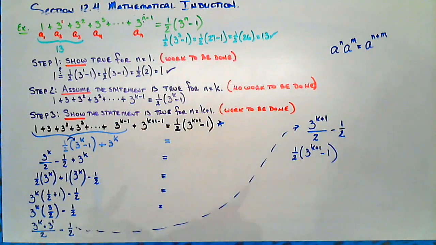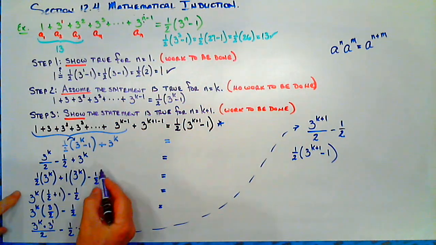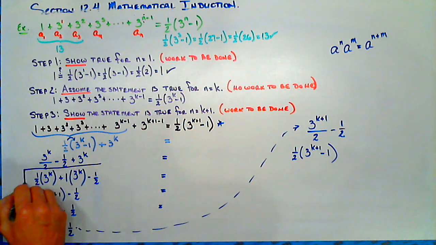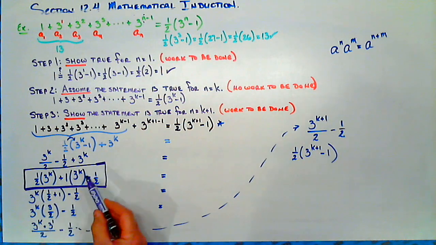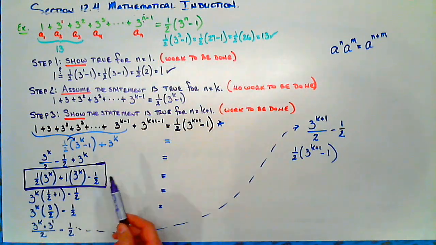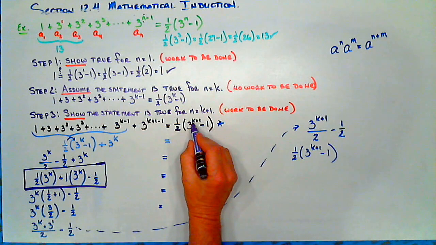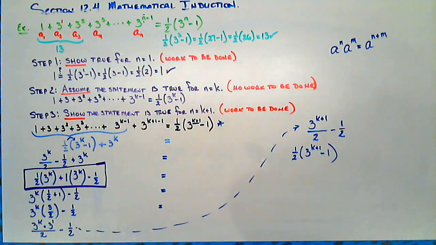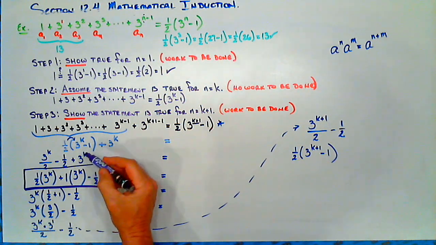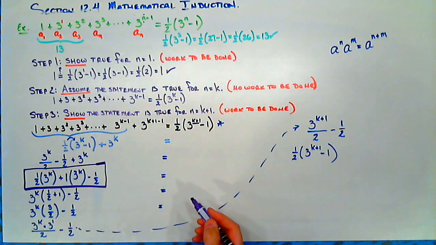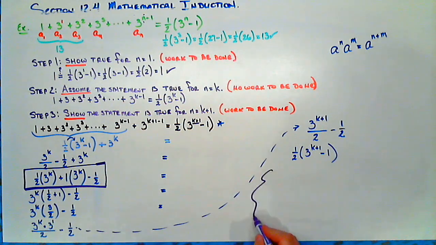Now, this problem's a little different than the problem we did for our first example. This problem has this step in it right here. I'm going to circle it. I'm going to put a purple box around it. It has this idea of where do I go to get my k plus 1? How do I get my 3 to the k plus 1 when I only have a 3 to the k? Well, I get a 3 to the k plus 1 by remembering this.